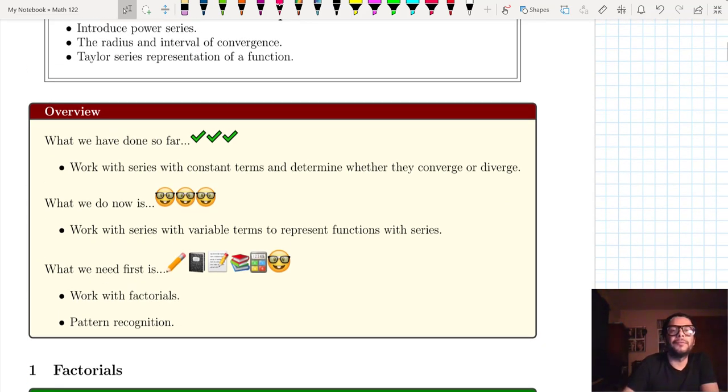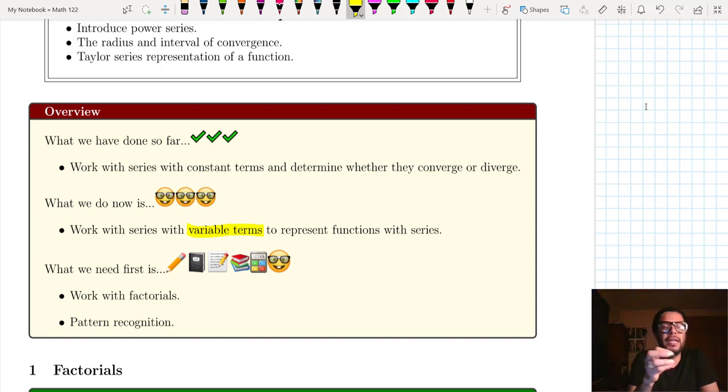Okay, so we have done working with series with constant terms and determine whether they converge or diverge by looking at different tests such as the p-series, the geometric series, the telescoping series, the comparison test, the integral test. Okay, now what are we going to do? We're going to work with series with variable terms.